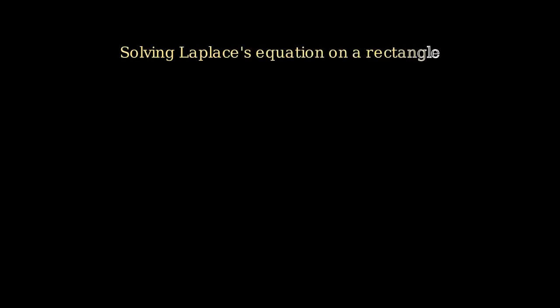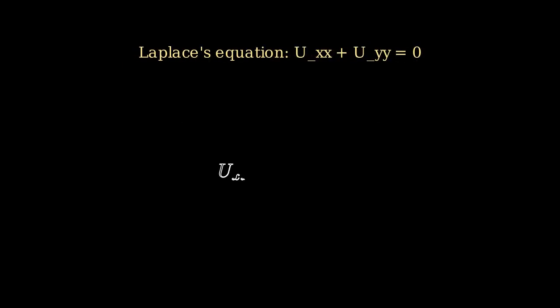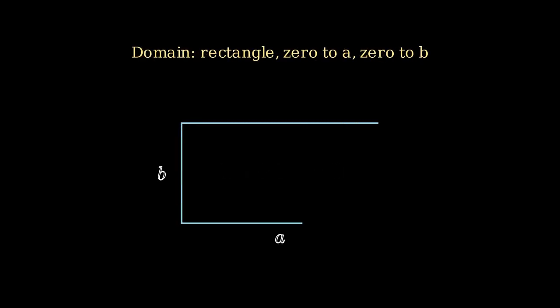Today we solve Laplace's equation on a rectangle using the method of separation of variables. Laplace's equation is written as u_xx + u_yy = 0. We work on a rectangle with x running from 0 to a and y running from 0 to b.